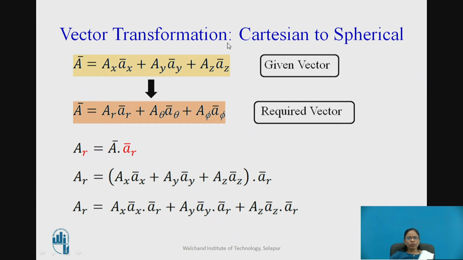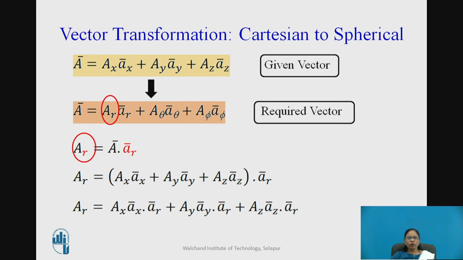Now, vector transformation, as I talked, Cartesian to spherical means what? Given to me a vector which is in Cartesian, given as A bar is equal to Ax ax bar plus Ay ay bar plus Az az bar. I want to transform it to spherical, so the unit vectors should be ar bar, a theta bar, a phi bar, and the transformed vector I can name the same as A bar, but it will have different magnitudes, capital AR, capital A theta, capital A phi. My job is to find out this capital AR, capital A theta, capital A phi, which are the magnitudes along the respective unit vectors.